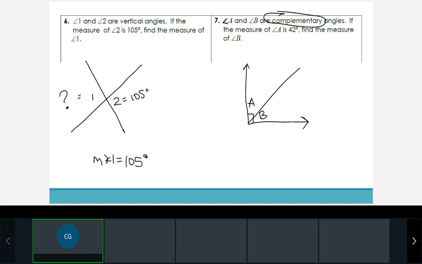Right, back to number 7 here. We've got a picture of 90 degrees. A and B are splitting that 90 degrees apart into 2 parts. The measure of angle A is 42. Find the measure of angle B.